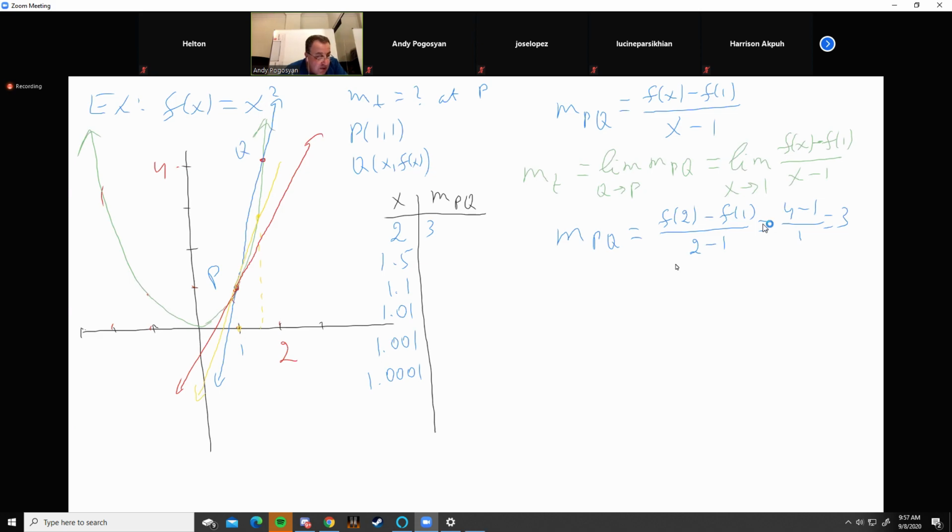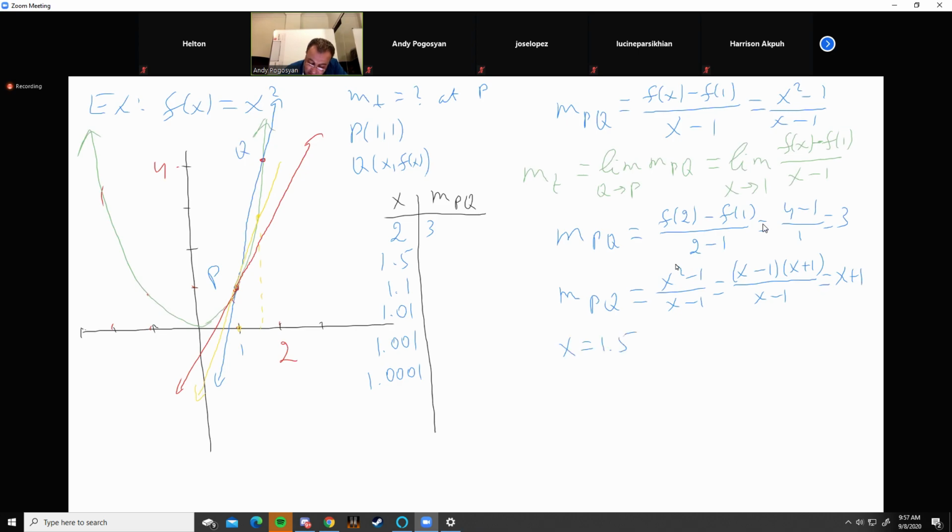Now we can make our job a little bit easier. If we simplify this, this is basically x squared minus 1 over x minus 1. So MPQ is x squared minus 1 over x minus 1. It's x minus 1 times x plus 1 over x minus 1, which becomes x plus 1. So x is 2, we get 3.